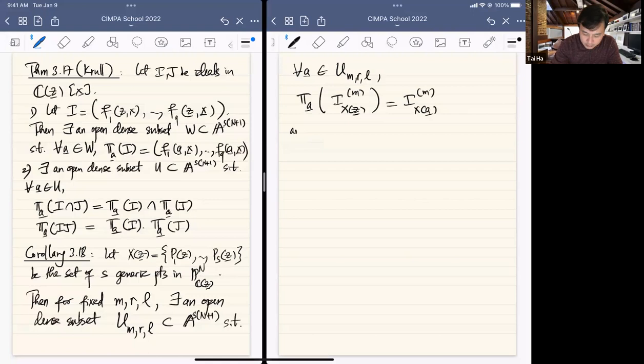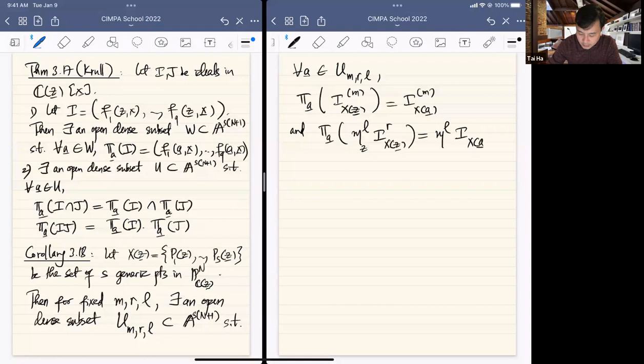And it also works when you specialize a product. So maybe the ideal of Z to the power L, I to the power R of XZ, it's the same as you look at M to the power L times I of XA to the power R.